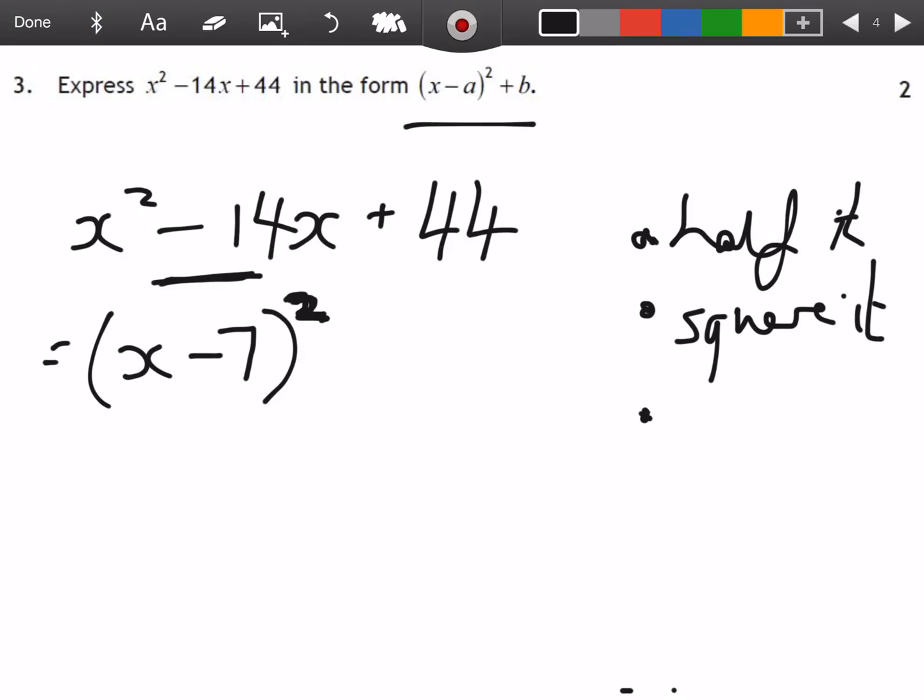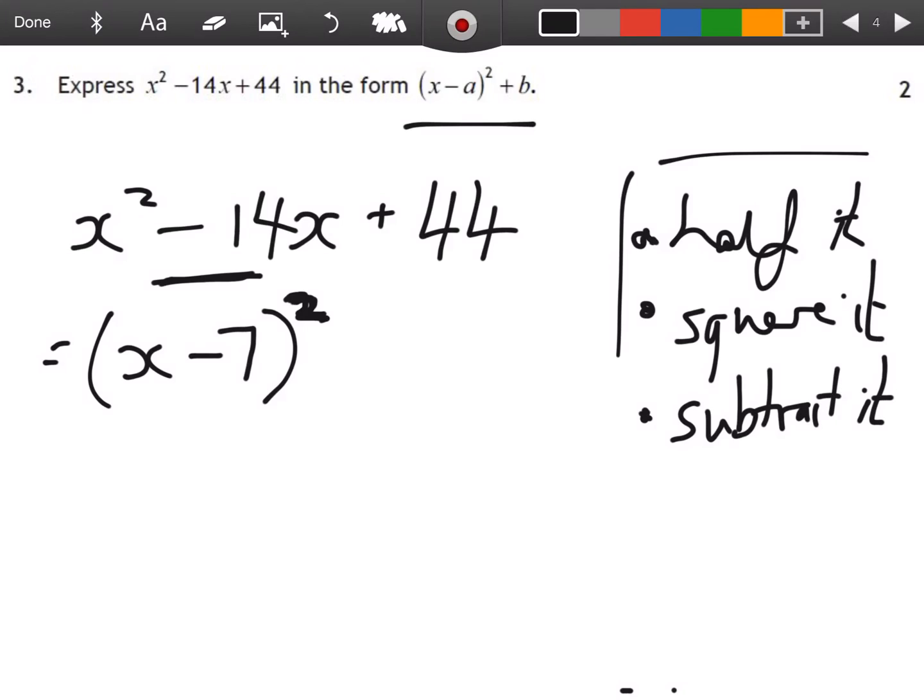49, but what do we do with the 49? We subtract it. This is the method, the way we always remember it: half it, square it, subtract it. Half it, minus 7. Square the minus 7, 49. You always take away that number.